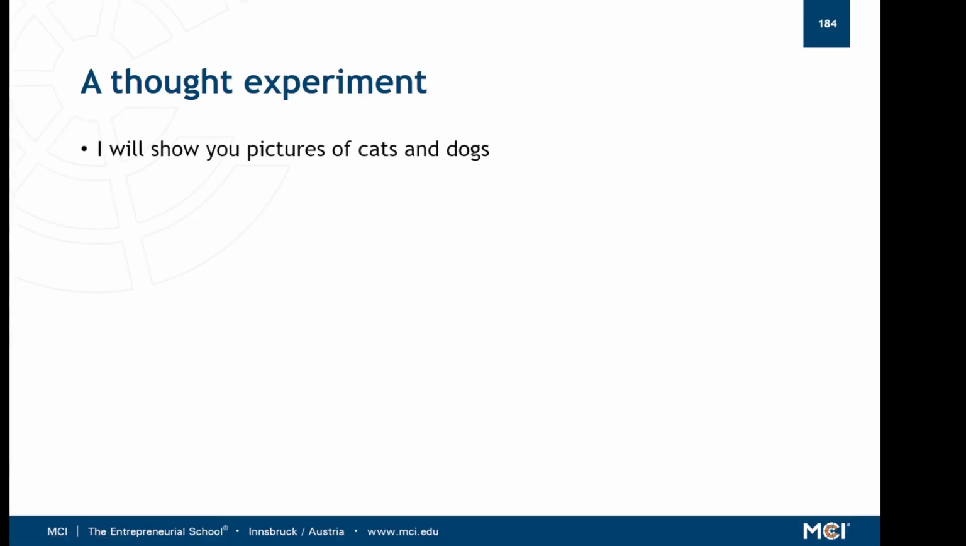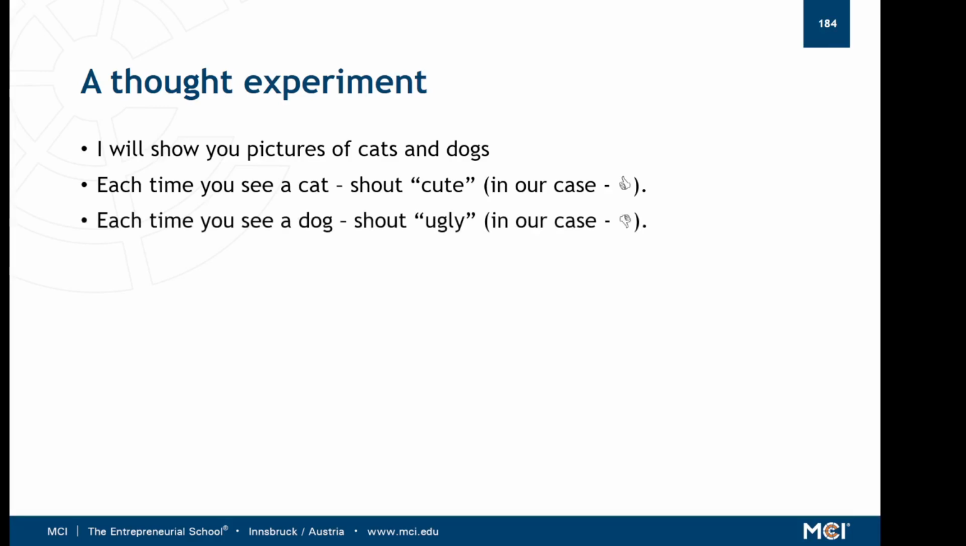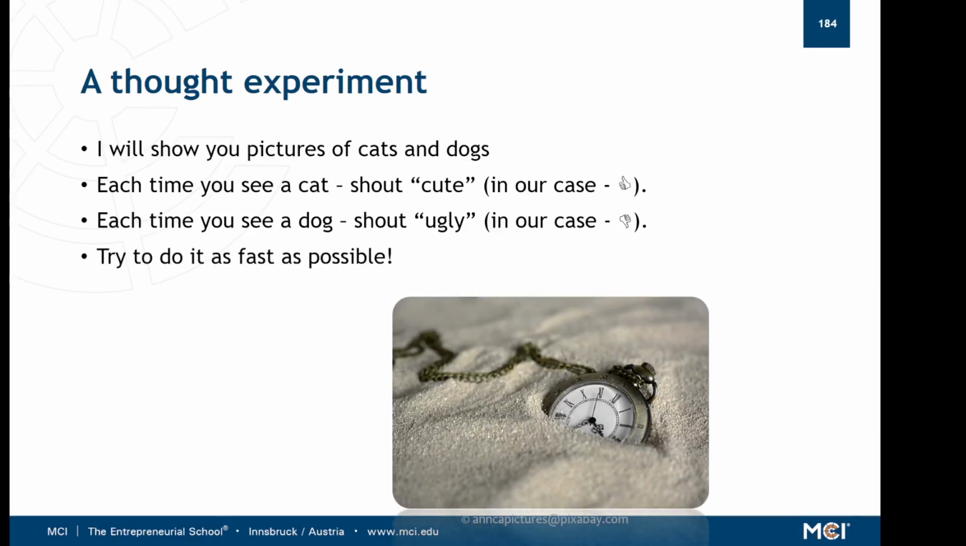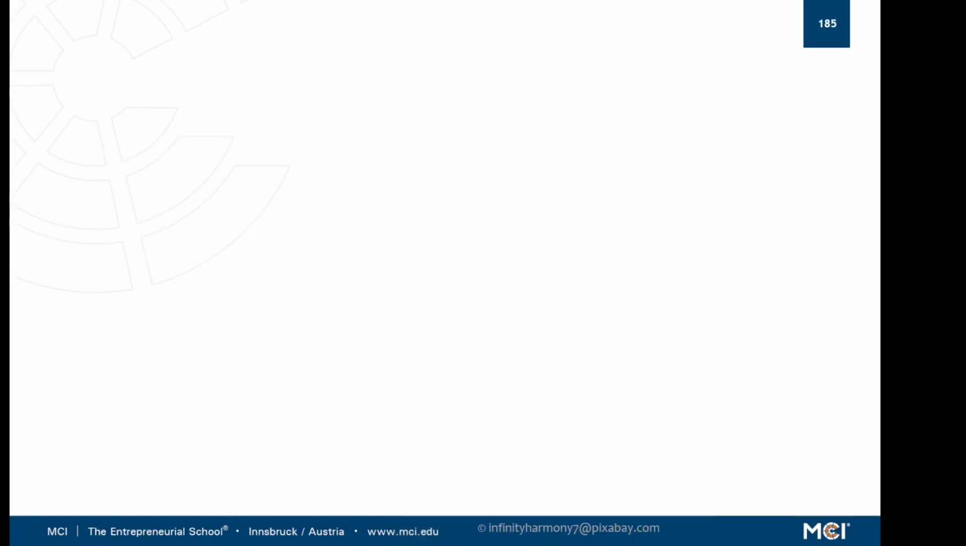I want us to make a thought experiment. I'm going to show you pictures of cats and dogs. Each time you see a cat, you can shout cute, or you can give me a thumbs up. Just try it while I'm showing you the pictures, showing a thumbs up with your hand. If you see a dog, you have to show thumbs down, or you can shout ugly. We try to do it as fast as possible. I'm going to show the pictures and you try to respond immediately, either with a thumbs up, thumbs down, or by shouting cute or ugly. Nobody hears you, you are watching YouTube, so probably you're alone in the room. Let's try this out.